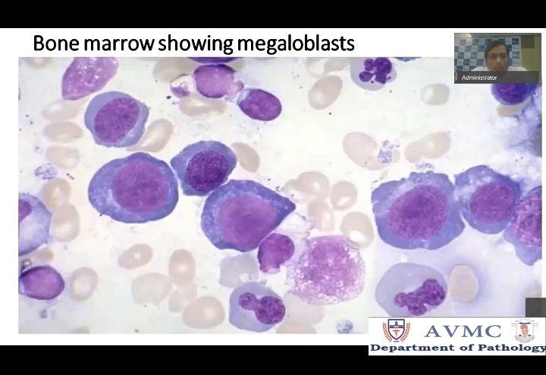So here comes the classic finding, and this is why the name comes. Now this case presented with pancytopenia, so you do a bone marrow aspiration, and in the bone marrow aspiration you find these cells. These are called megaloblasts. Remember, megaloblasts will be seen only in bone marrow. If somebody asks you what the peripheral smear findings in megaloblastic anemia are, don't say megaloblasts. You find only macro-ovalocytes in peripheral blood. Only in the marrow you find megaloblasts.